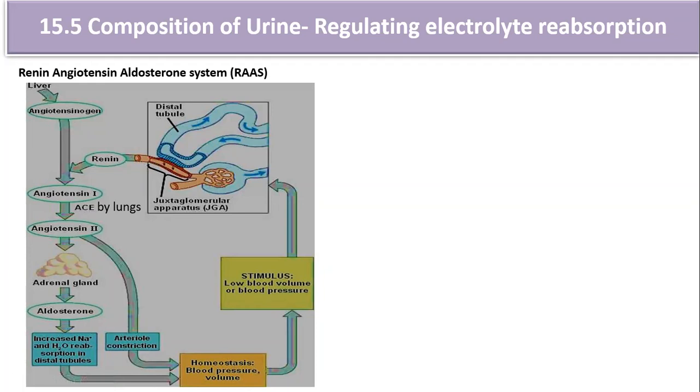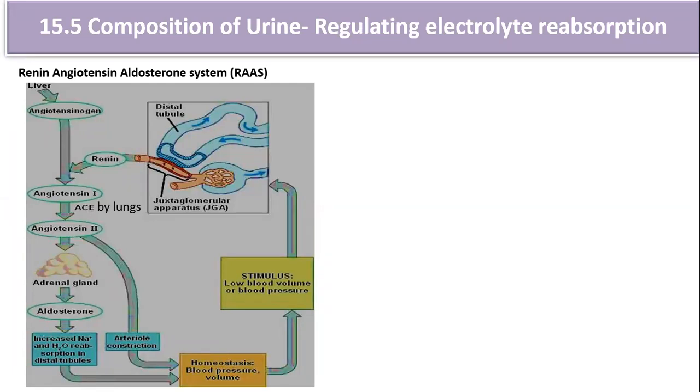Angiotensinogen is converted into angiotensin 1 by the action of renin. That angiotensin 1 has 10 amino acids. Now it is acted upon by the enzyme known as angiotensin converting enzyme. ACE stands for angiotensin converting enzyme, and that enzyme is released by the lungs.